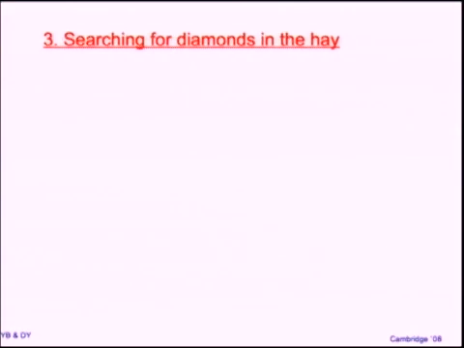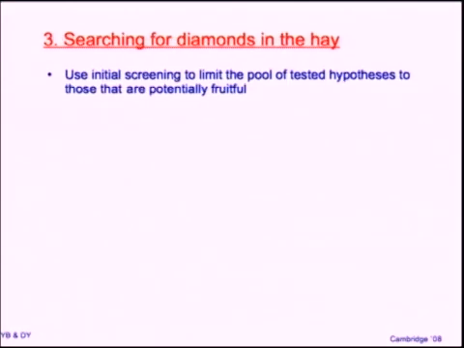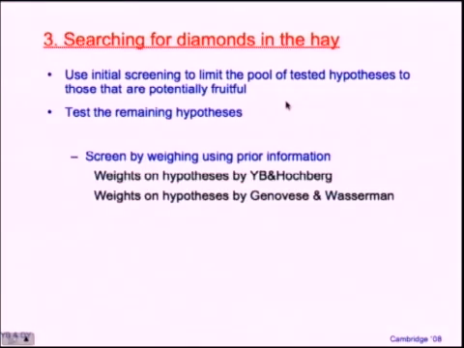Okay, so now to the last strategy, searching for diamonds in the hay. The idea is to use initial screening to limit the pool of the tested hypotheses to those that are potentially fruitful, and then test the remaining hypotheses. And if you do it correctly, it is a very effective strategy. There are various ways which I will not discuss.